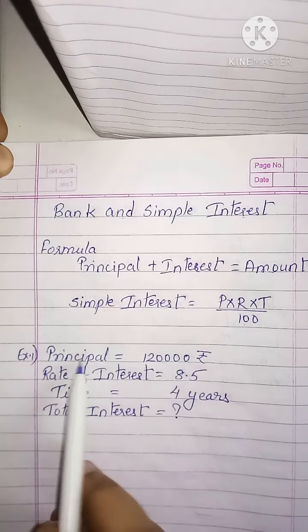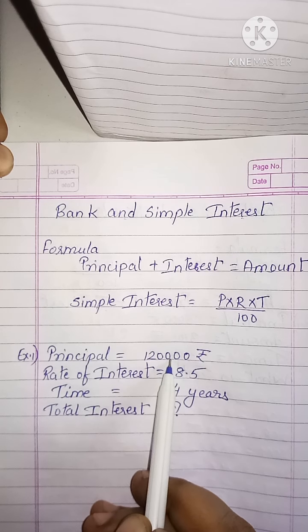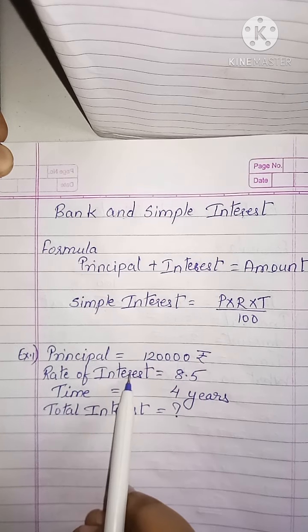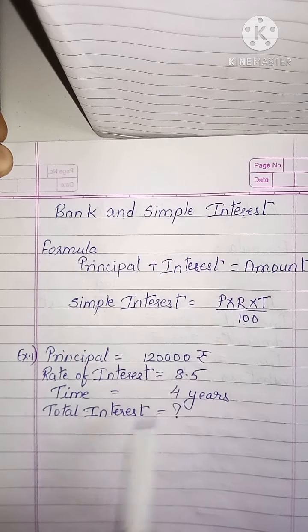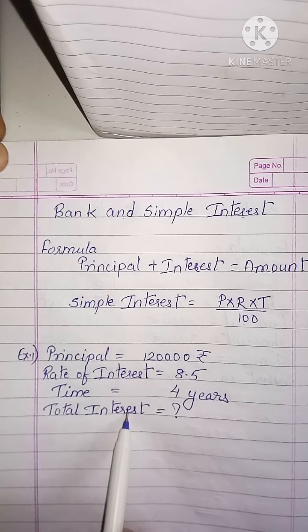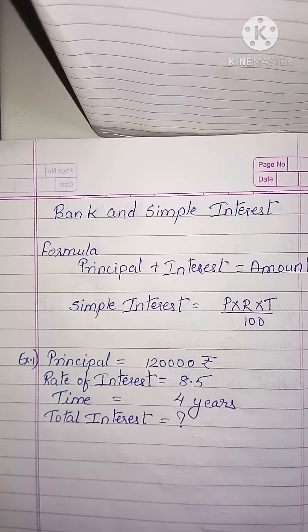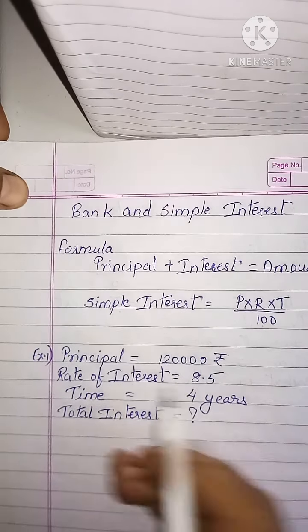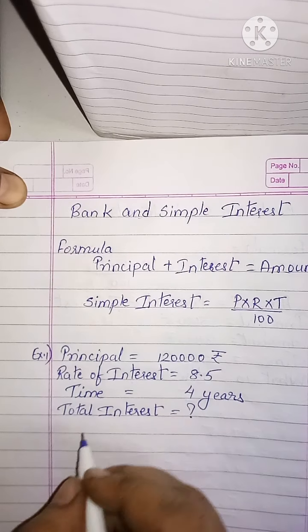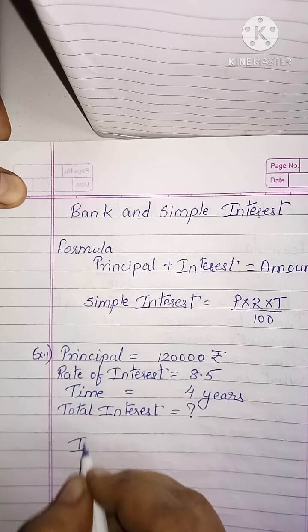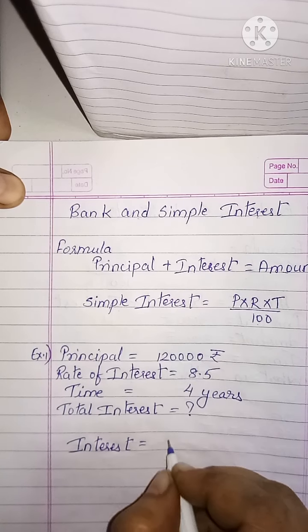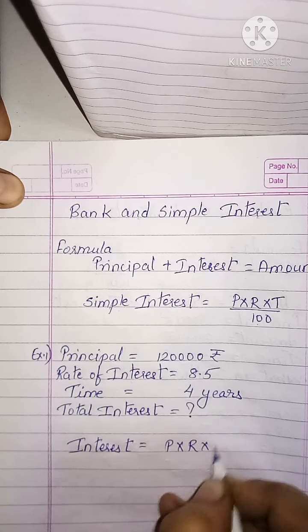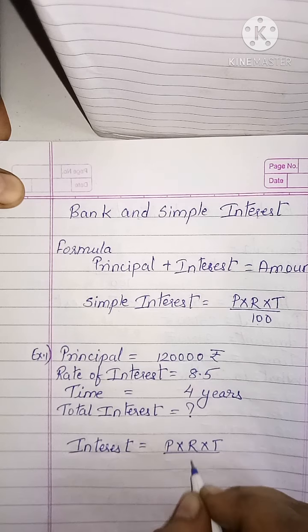Example 1. Principal is equal to 1,20,000 rupees. Rate of interest is 8.5. Time is equal to 4 years. So we have to find the total interest. So first we are going to write the formula of interest. Interest is equal to P into R into T upon 100.